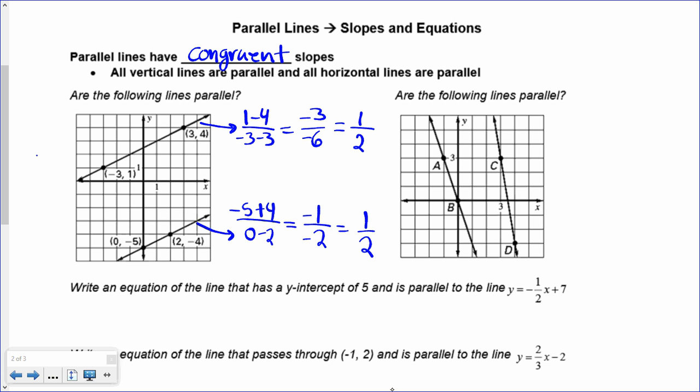So if I ask you one more time, are these two lines parallel? Yeah. You would say yes, because these slopes are the same.